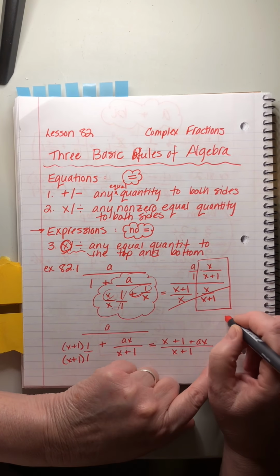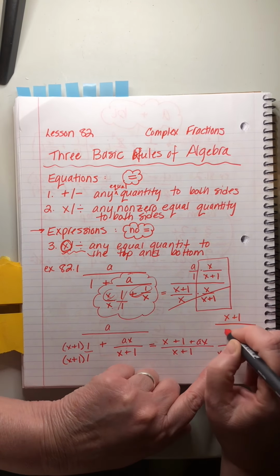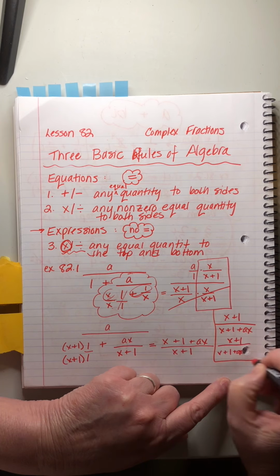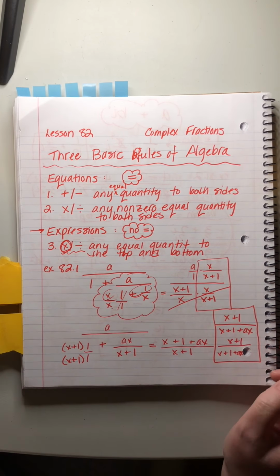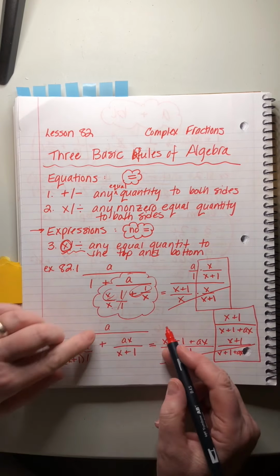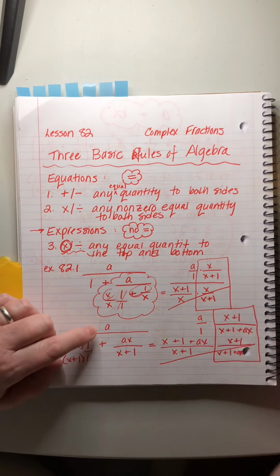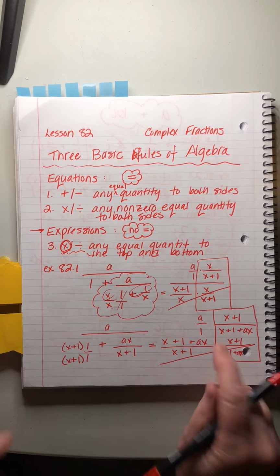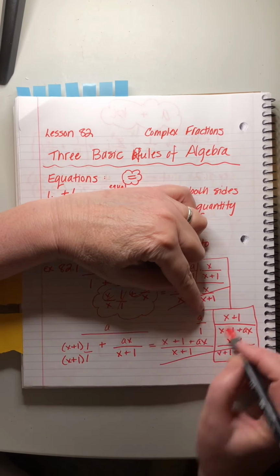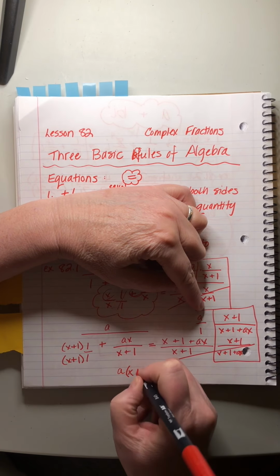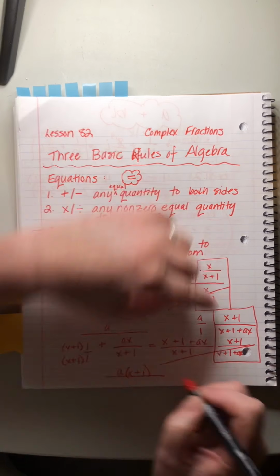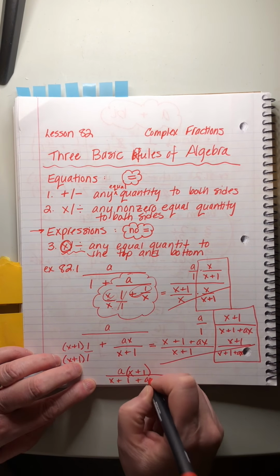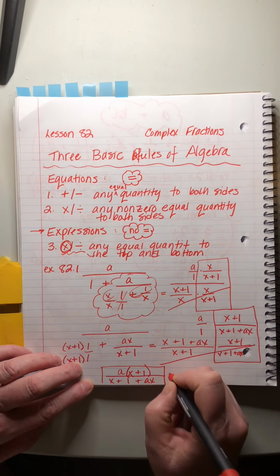Now, this has to be exactly the same up here. Right? This is the same top and bottom. I do that just to make sure. This cancels. And now this I'm going to bring over. It's a over 1. Right? And so, for my final answer, here's my denominator. I'm going to write it as a times the quantity x plus 1 over all of that, because I'm just multiplying it by 1. X plus 1 plus ax. Boom, shakalaka.